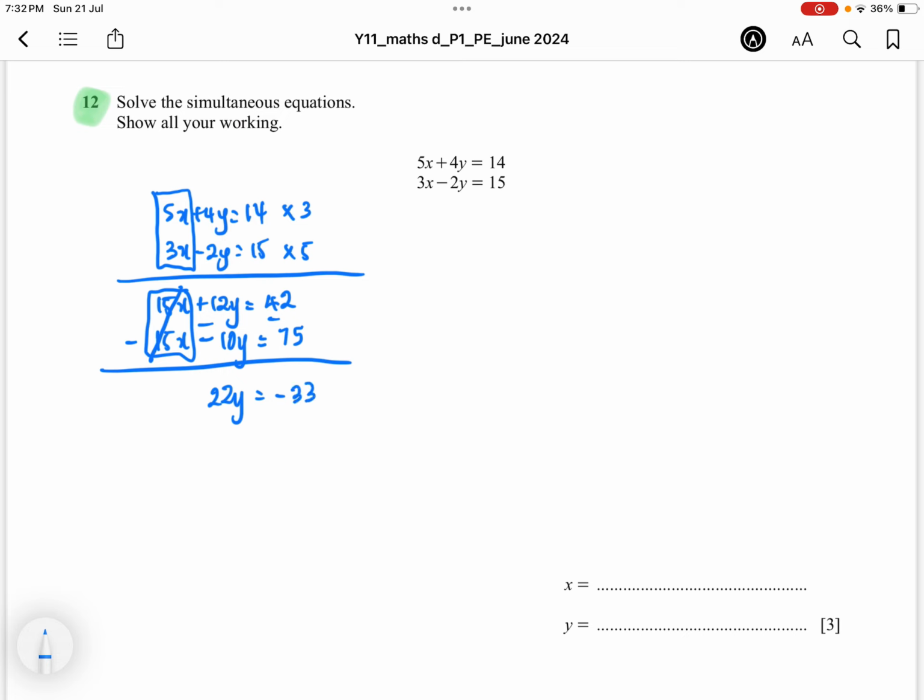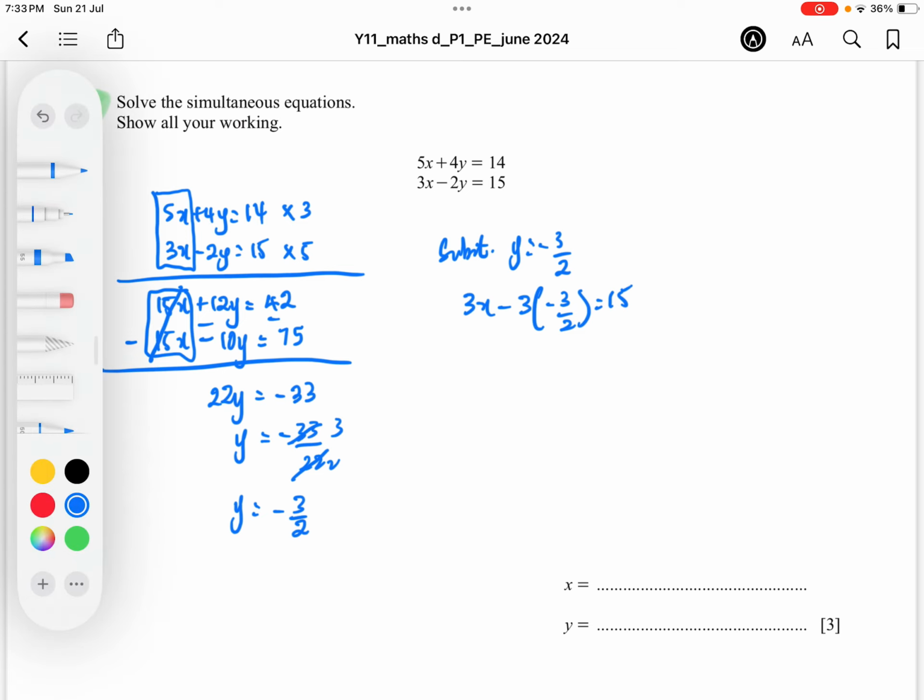Divide both sides by 22. It's 2, that's 3, so y is equal to minus 3 over 2. Substitute y equals minus 3 over 2 into one of the equations. So I get 3x minus 2y. So y, I'm going to replace it, minus 3 over 2 is equal to 15.